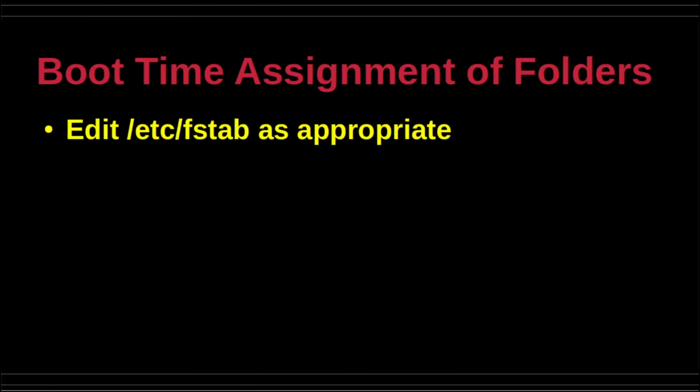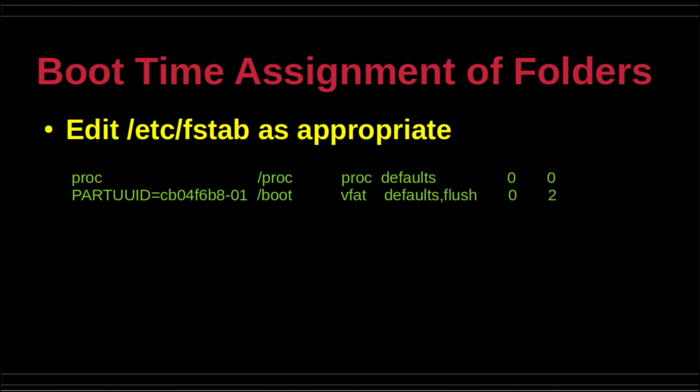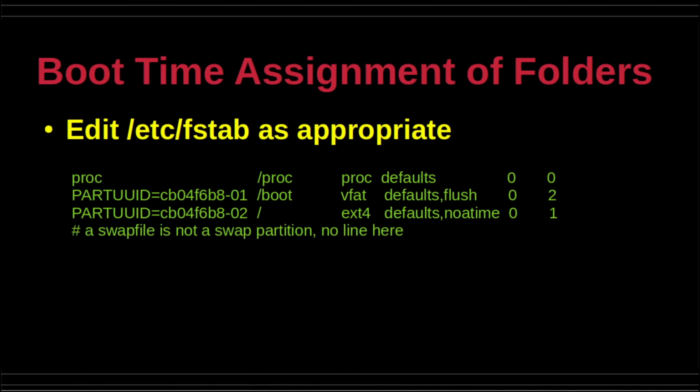The file /etc/fstab contains the references between the partitions and the corresponding folders after a partition is created. Obtain its UUID and enter the corresponding record as shown on the slide.